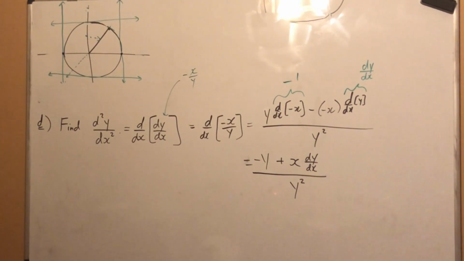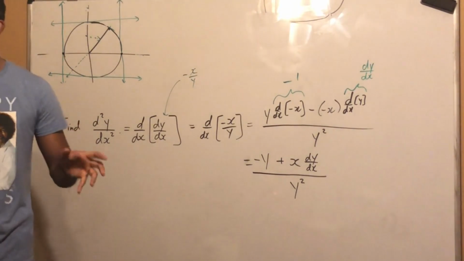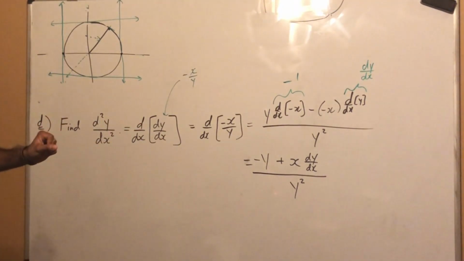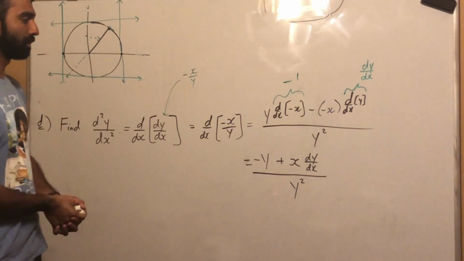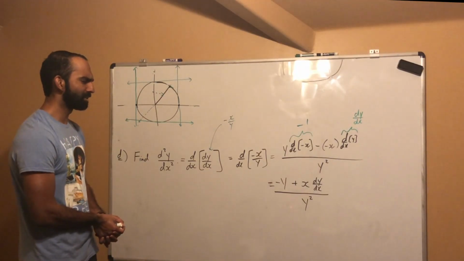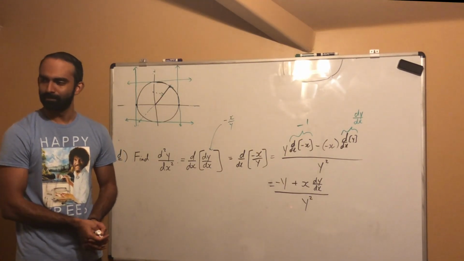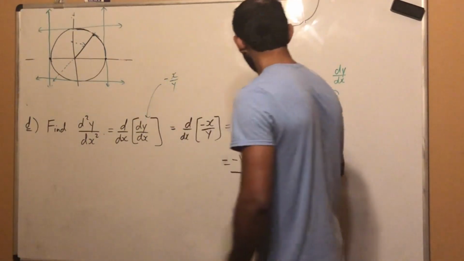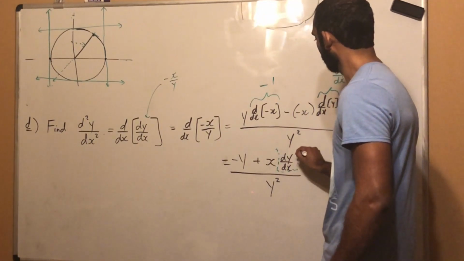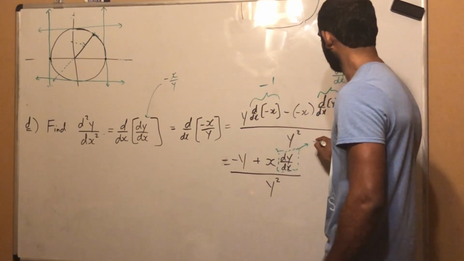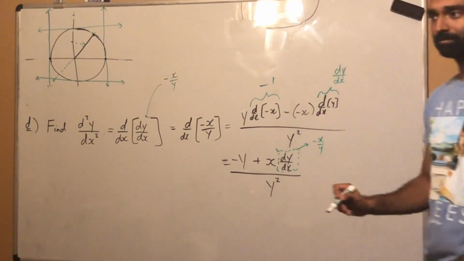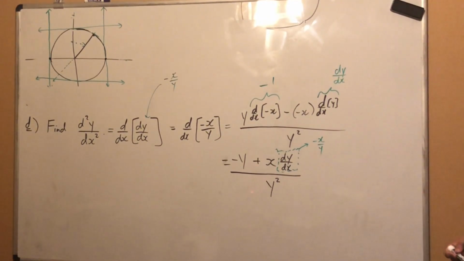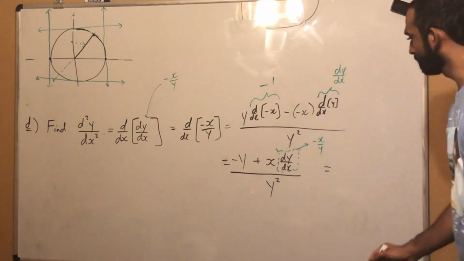Am I done with this problem? No, I want my final answer, just like for dy over dx, to be only in terms of x and y. Remember, dy over dx was negative x over y. I want the same thing to hold true right here. So any ideas how I can get something just with x's and y's? You can substitute negative x over y for dy dx. Absolutely. This thing right here, we determined was negative x over y. That was part one. And with that substitution, we are done.